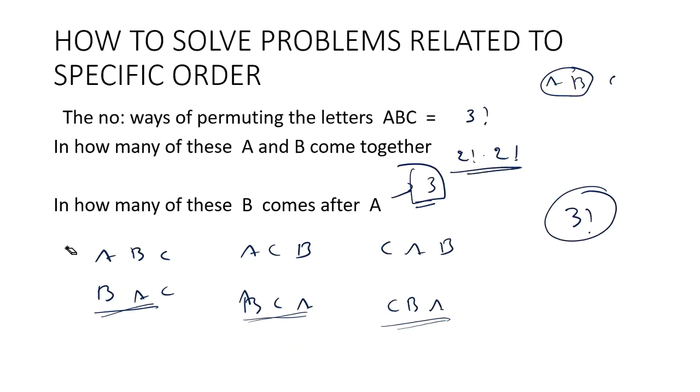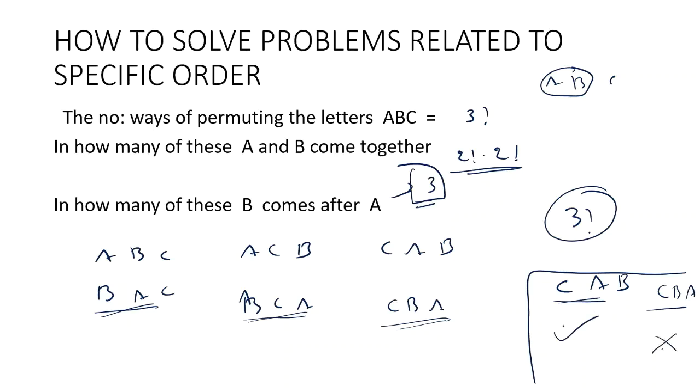Now look at this question. In how many of these arrangements does B come after A? This question is different from the previous one. In the previous question, A and B should come together. In this question, B should come after A. Let me give you an example: CAB or CBA. In these two arrangements, A and B are coming together. But in this arrangement, B comes after A, while here B is not coming after A.